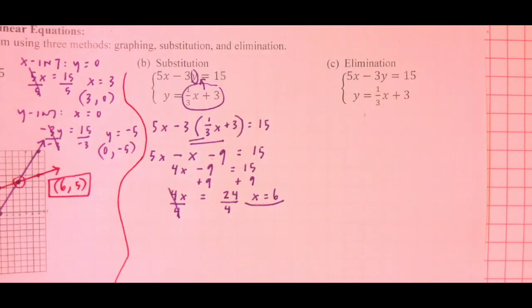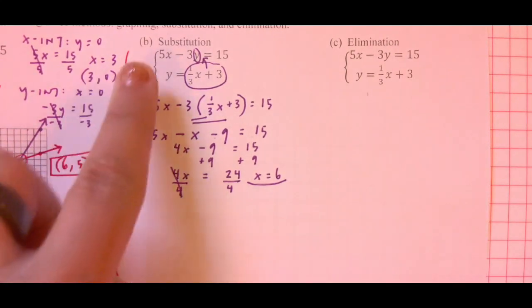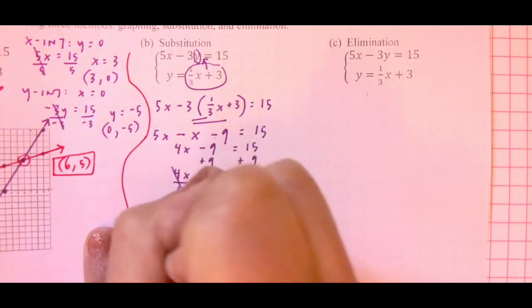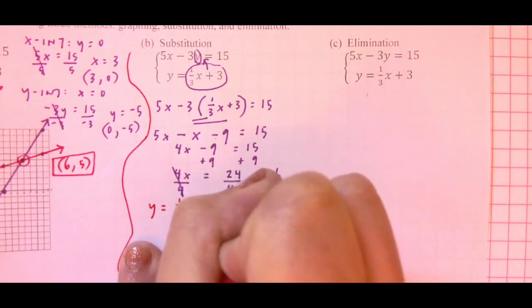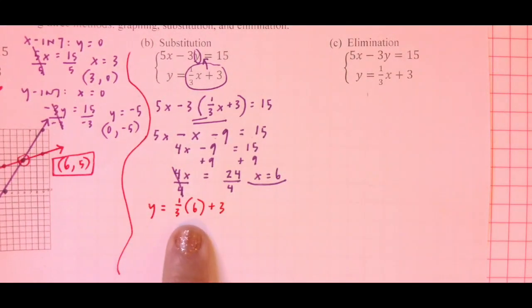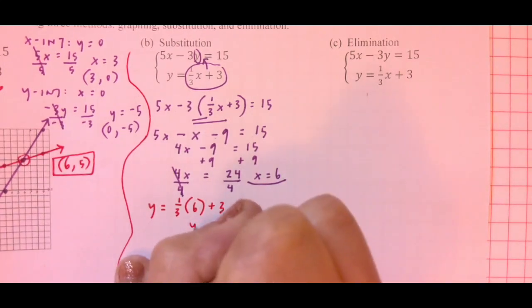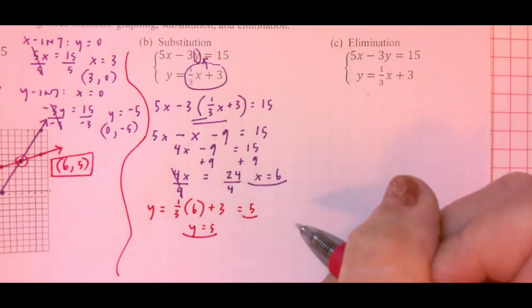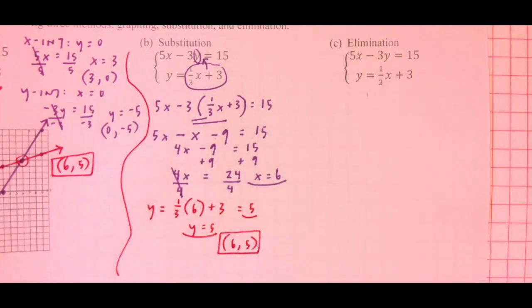So we solve for the x value. Now we need to plug in to get the y value. And I can plug into either equation, whichever one's easiest. I'd say that second one looks easiest, but it really doesn't matter. So y equals 1/3 of 6 plus 3. 1/3 of 6 is 2, plus 3 is going to get us to 5. So y equals 5. We're verifying that we get the same ordered pair as our solution, which is 6, 5. It's the one point that makes both of the equations true.